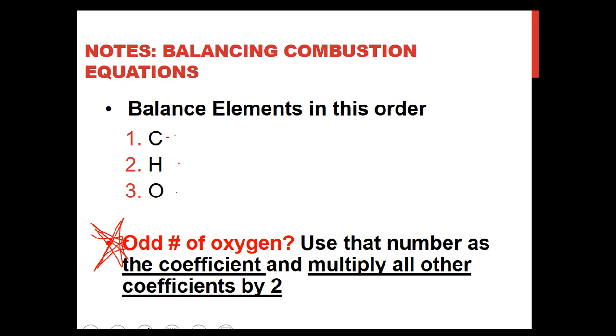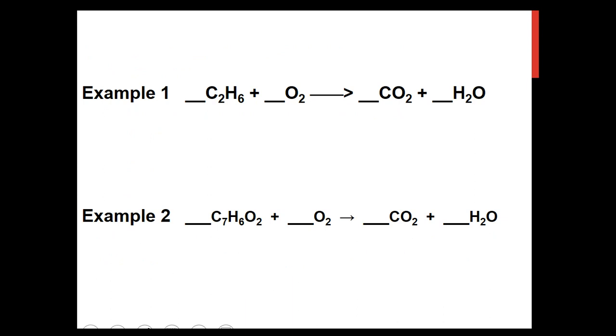So what that means is if you end up with an odd number of oxygens on the right, you need to use that number as the coefficient on the left and multiply all other coefficients by 2. You might need to rewind and hear that one again. I will show you how you do that. So these two are examples of combustion equations. You have some type of hydrocarbon with carbons, hydrogens, or carbons, hydrogens, and oxygens, and then it has to have plus O2, and then it yields CO2 and H2O. So plus O2, CO2, and H2O. This is a combustion equation.